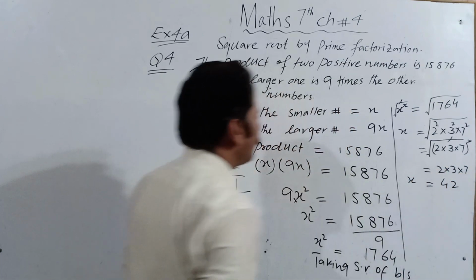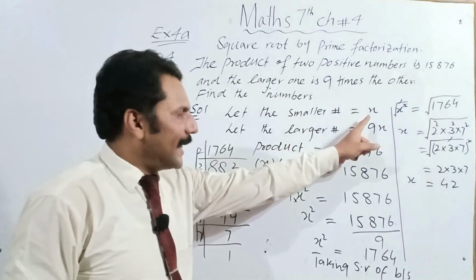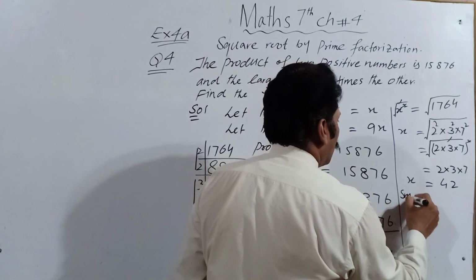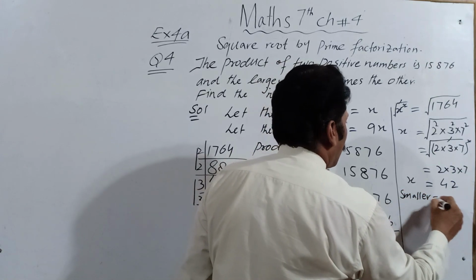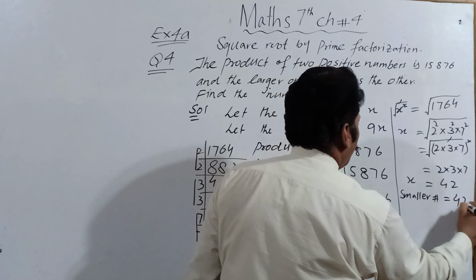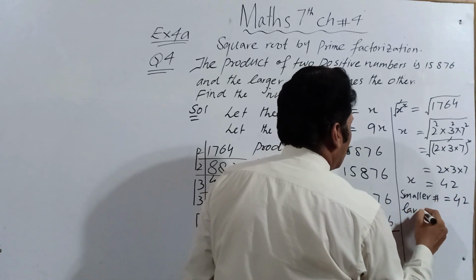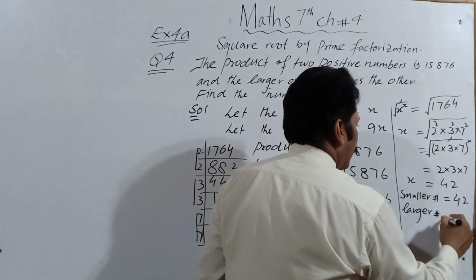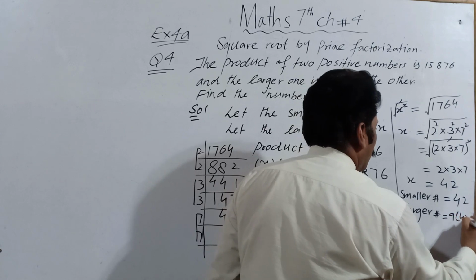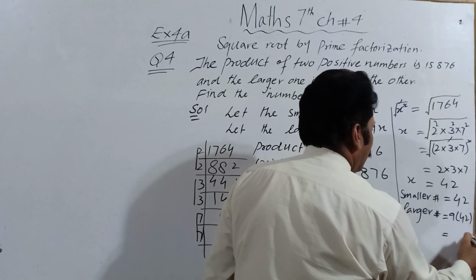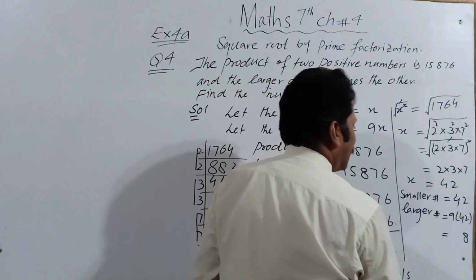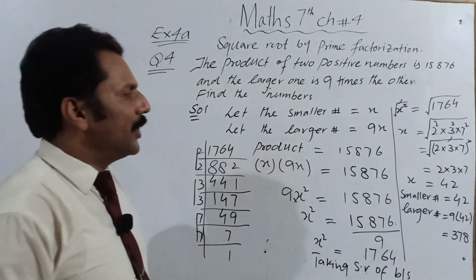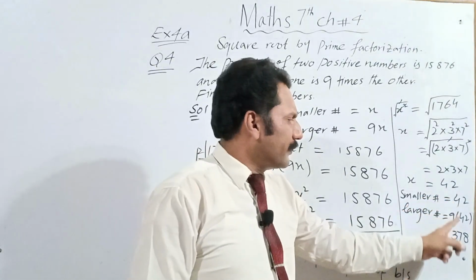So what is our x? Let the smaller number be x. So the smaller number equals 42, and the larger one is 9x. So the larger number is 9 into 42. 9 2s are 18, 1 carry, 9 4s are 36 and 1 plus here 37. So 378. So here are our two numbers, 42 and 378.